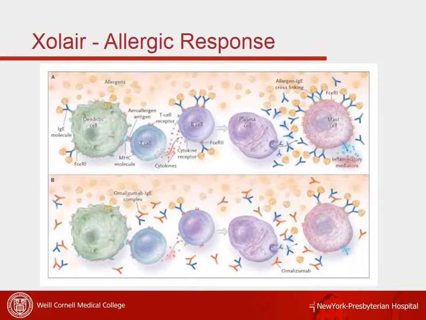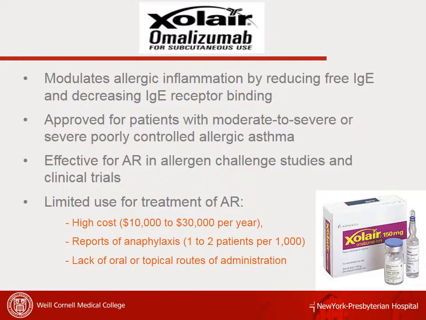So you can see in this diagram how it prevents the cross-linking of IgE and the binding of IgE to the mast cells, thus preventing the type 1 mediated hypersensitivity reaction. So this medication modulates the allergic inflammation by two mechanisms, by reducing the free IgE that's circulating and also decreasing the binding of IgE to its receptors.